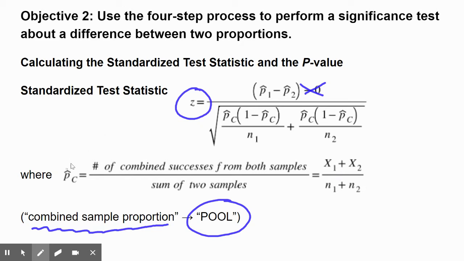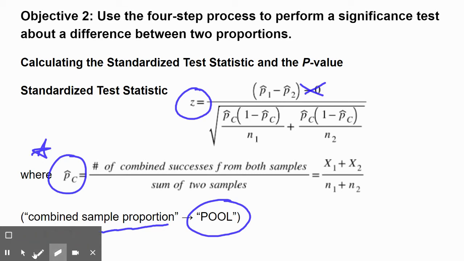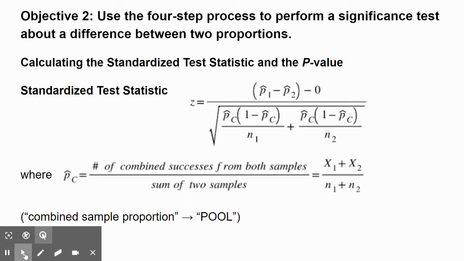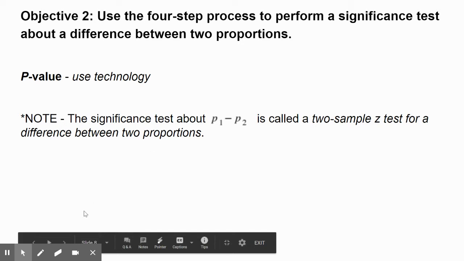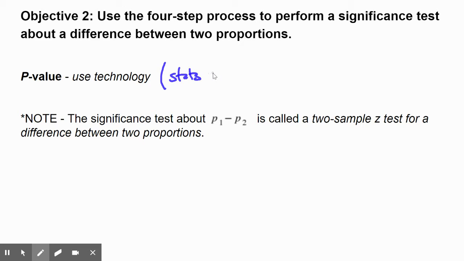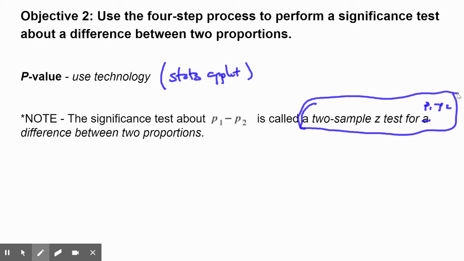So this is the major difference between what we've done in the past and what we're going to do today. Just one extra hurdle to overcome. You can do it, promise. Okie doke. And then when you find your p-value, you're going to use technology, the stats applet. We're going to have our z value, and you're going to find the p-value that goes along with it. The inference method is called a two-sample z-test for a difference in proportions. So it's a two-sample z-test for p1 minus p2, and that's what we're going to be doing in our plan.